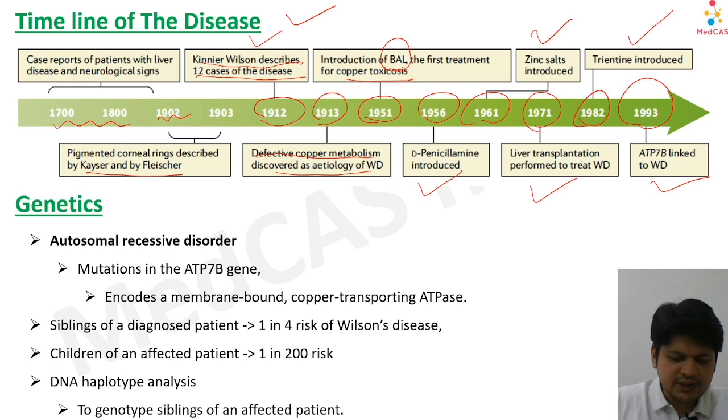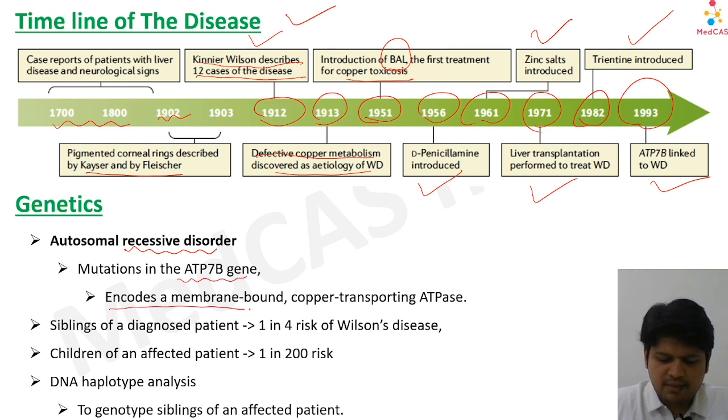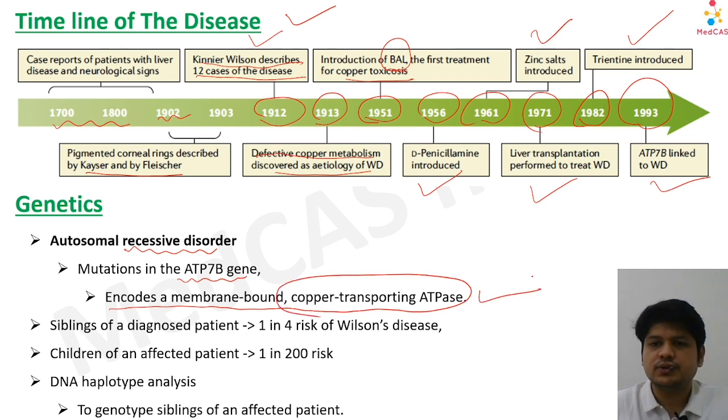So genetics, if you see, it is an autosomal recessive disorder with mutation in the ATP7B gene, which encodes a membrane-bound copper transporting ATPase, right? So that one channel at the cell membrane is defective, which is responsible for this copper transport. Okay, that is the main problem in Wilson's disease due to mutation.